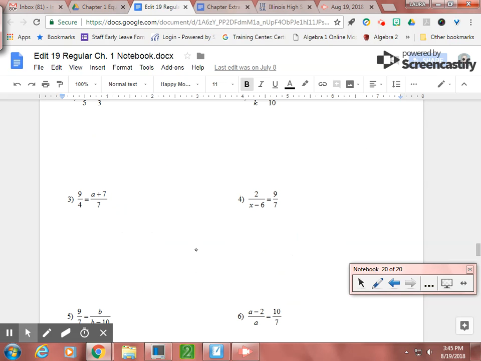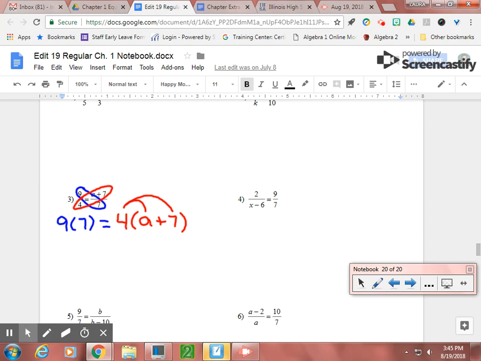Okay, so these get a little bit harder because they have variables involved in them. So you're still cross multiplying. So this is still 9 times 7. Then we're cross multiplying in this direction. So I have 4 and a plus 7. So when you see parentheses like that, you know that you need to distribute this.